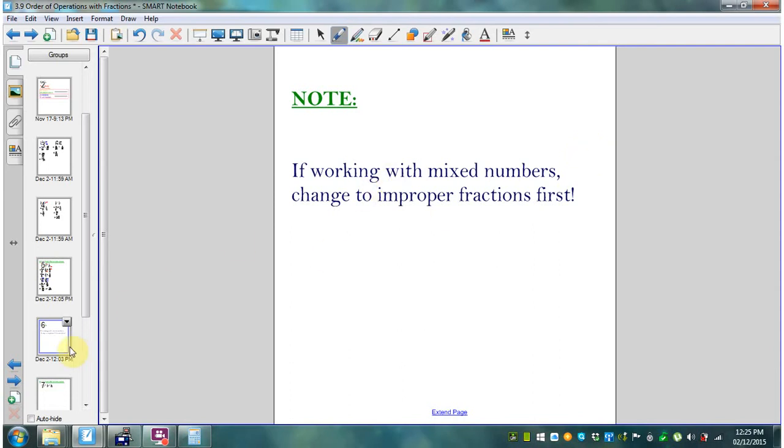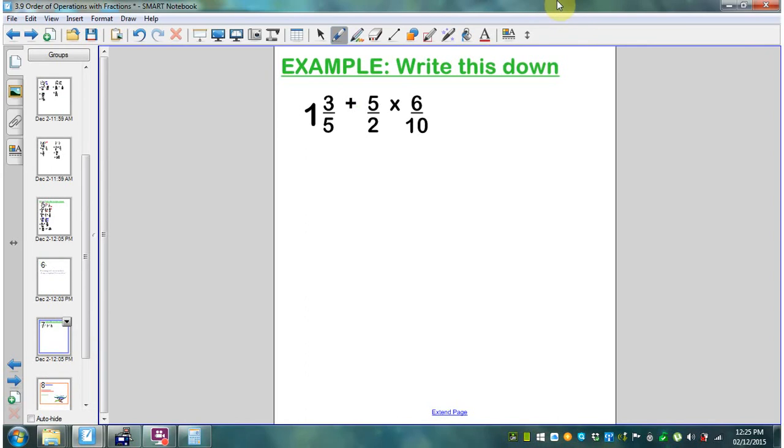Okay, so by now you should have that note written down. And final example, write it down along with me. Okay, so we have very similar numbers here, except this one is 1 and 3 over 5. So 1 and 3 over 5 plus 5 over 2 times 6 over 10. So the very first step, before we deal with order of operations, the very first step is to change any mixed numbers into improper fractions.